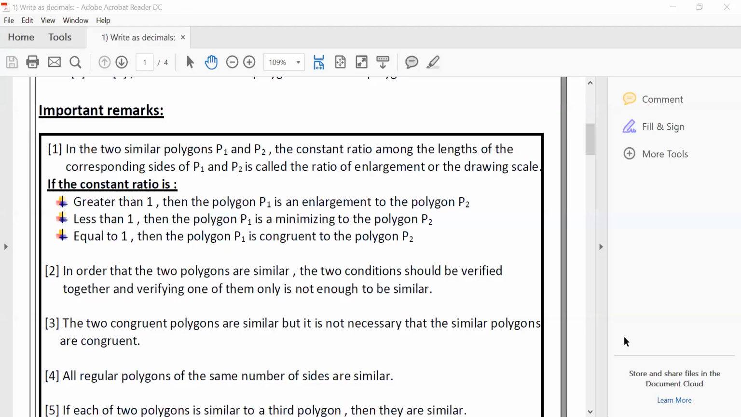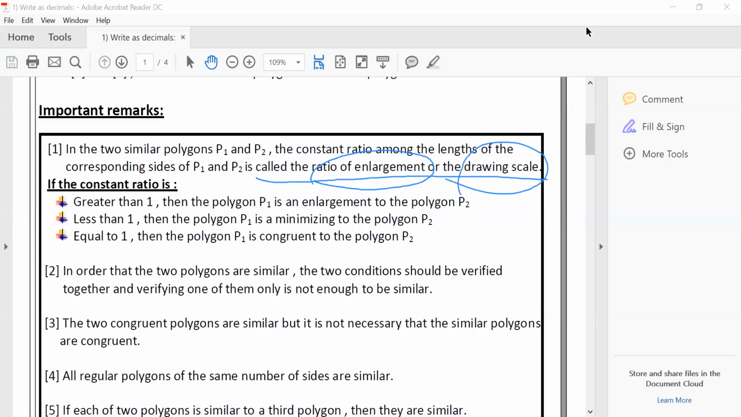Okay, here there are some important remarks. The first one: in two similar polygons, if they are called P1 and P2, the constant ratio among the lengths of the corresponding sides, like the example was 2, is called the ratio of enlargement or the ratio of the drawing scale, or the drawing scale.